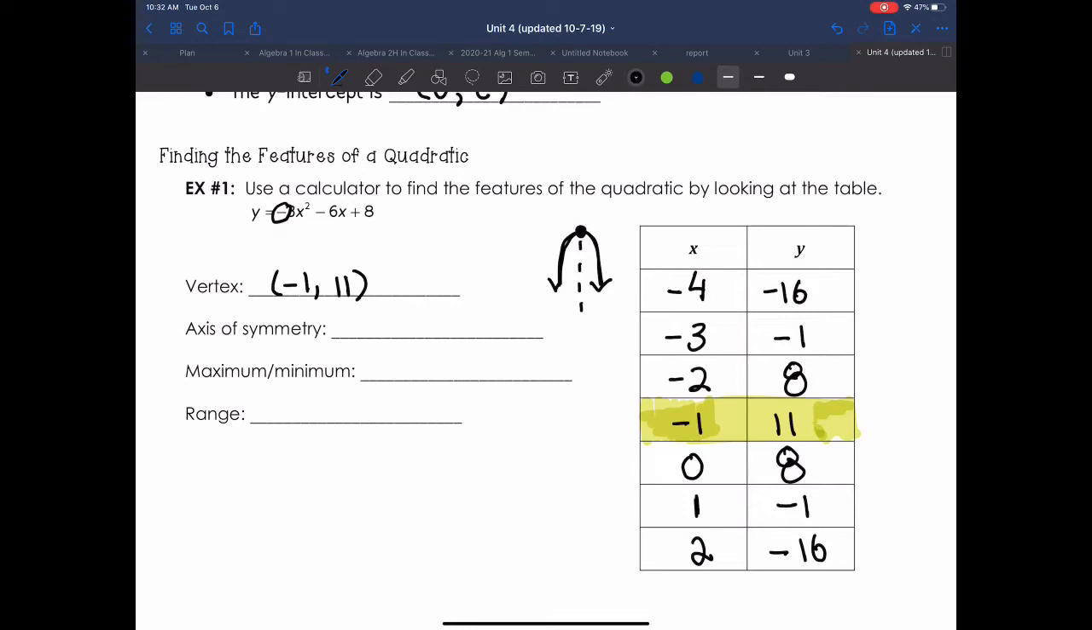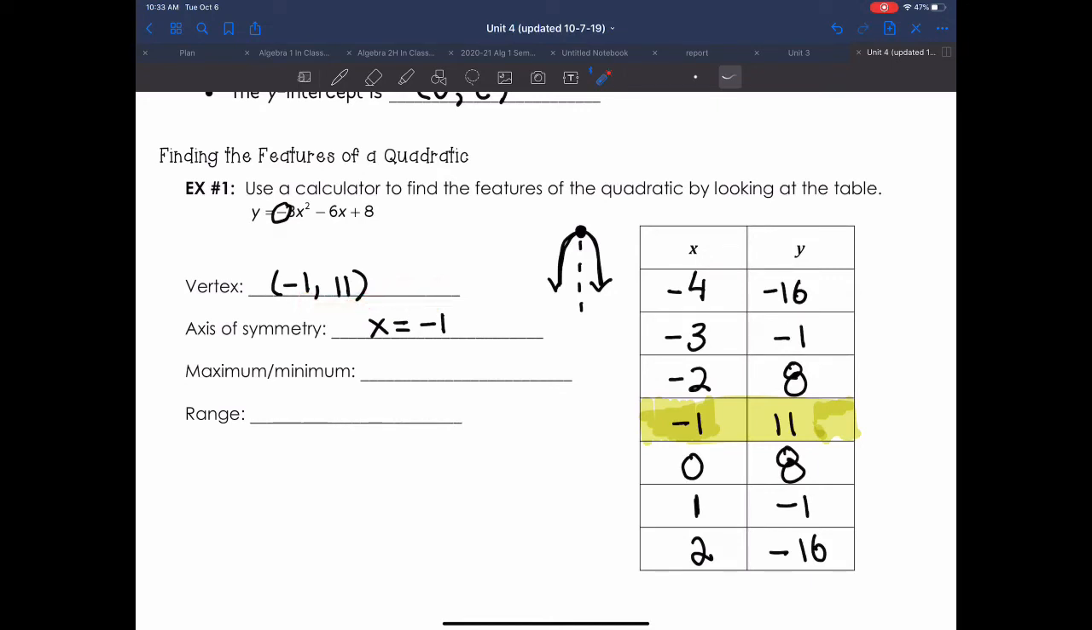Now, once we know what the vertex is, it's very easy to find the axis of symmetry because the axis of symmetry is literally just x equals whatever the x coordinate is of the vertex, okay? Because that's where that imaginary reflection line is going to be going through. So we have x equals negative 1. And again, we get that from looking at the x coordinate of the vertex. That is what my axis of symmetry is going to be.